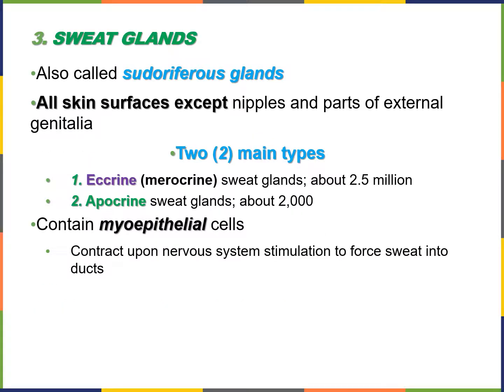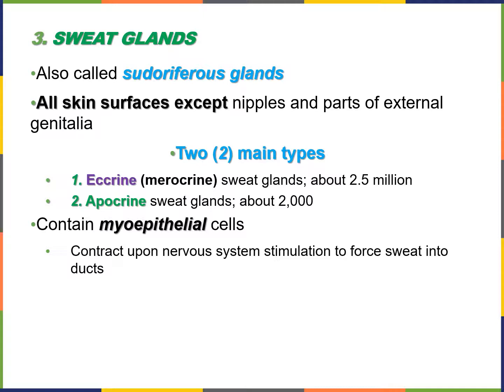Sweat glands, also called sudoriferous glands. All skin surfaces, except for the nipples and parts of the external genitalia, will have these types of glands. The two main types are eccrine, which are merocrine type sweat glands, about 2.5 million on the body, and apocrine sweat glands, only about 2,000 of those. These sweat glands contain a special epithelial cell that acts like a muscle, a myoepithelial cell.